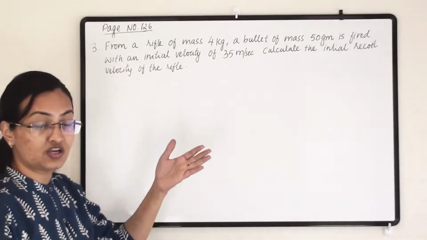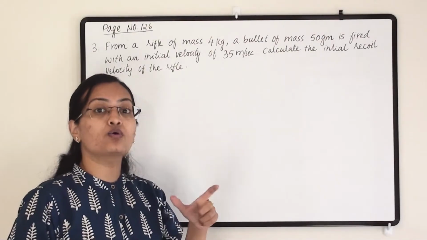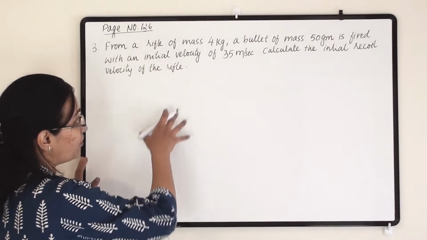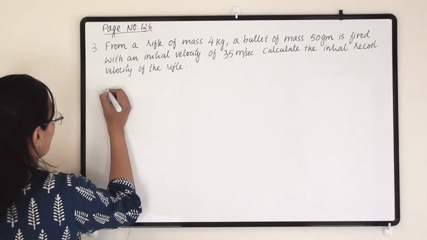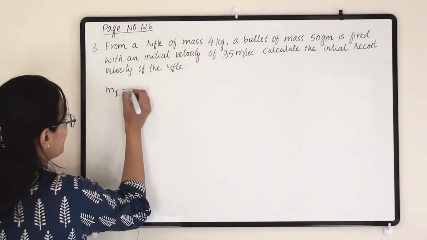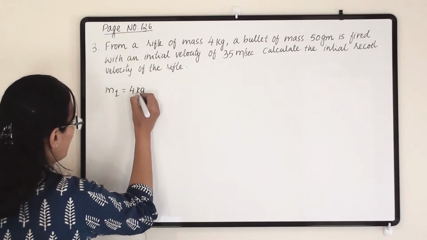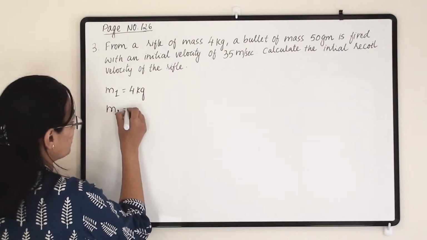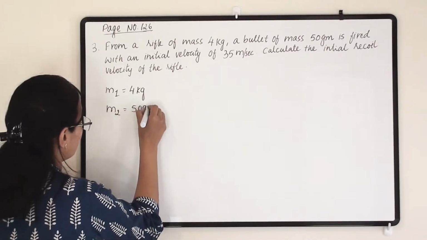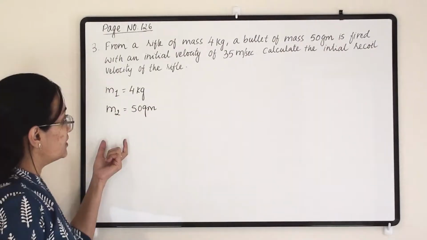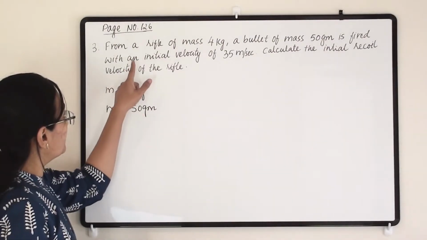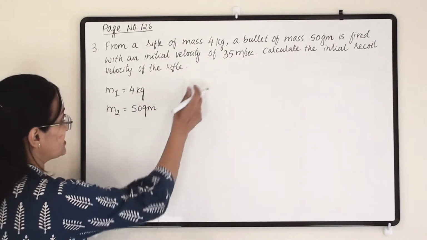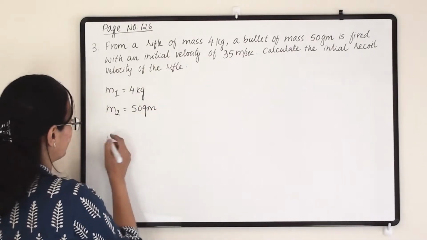So at the first stage, the bullet is along with the rifle before firing. First let us note down all the details given to us: M1 is equal to 4 kg, the mass of the rifle. Then M2 is 50 gram, the mass of the bullet. Now when it is fired, the initial velocity of the bullet is 35 meter per second, but that is after firing.